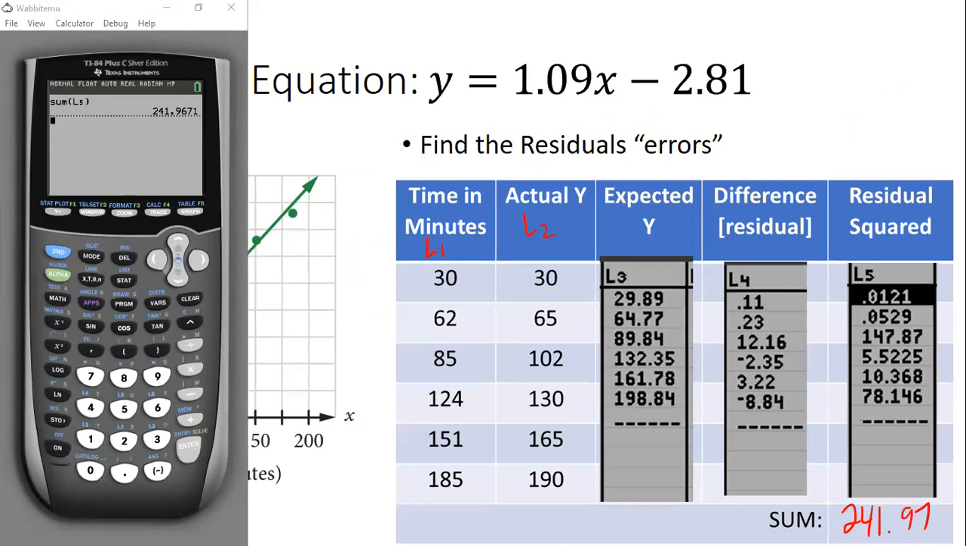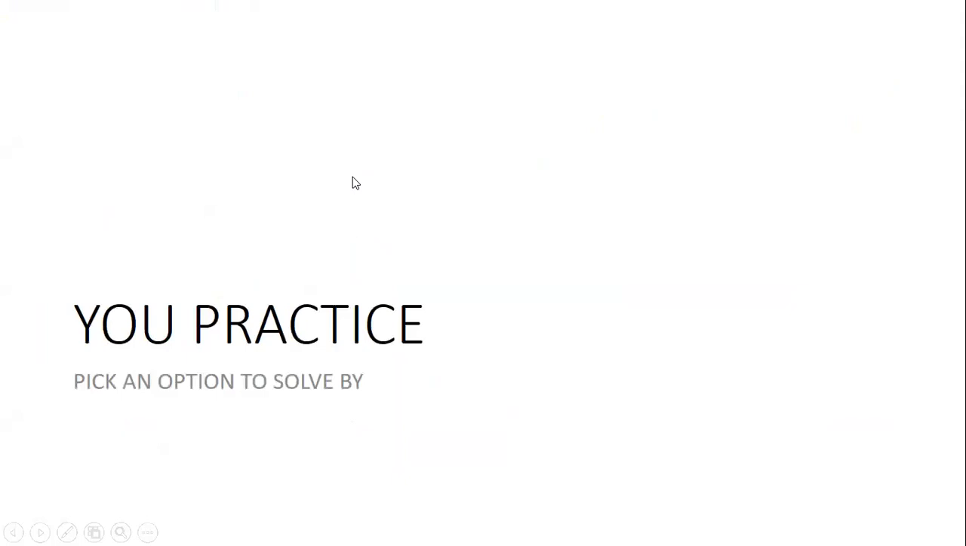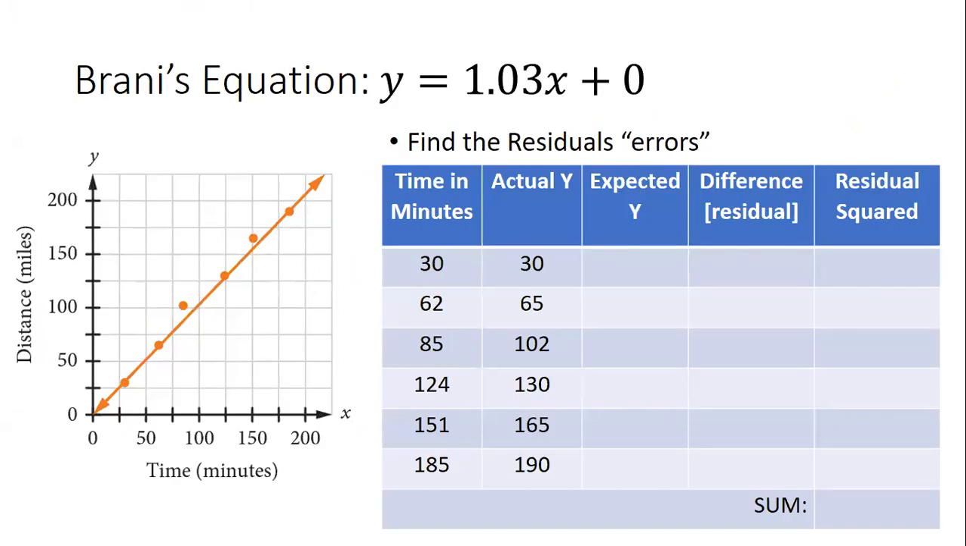Yes? All right. So what I want you to do is your turn to practice. Okay? You either pick practice option 1 or option 2, and you're going to find Brandy's. Got it? I'm going to give you roughly 5-ish minutes. So you pick your poison, Brandy, to find Brandy's.